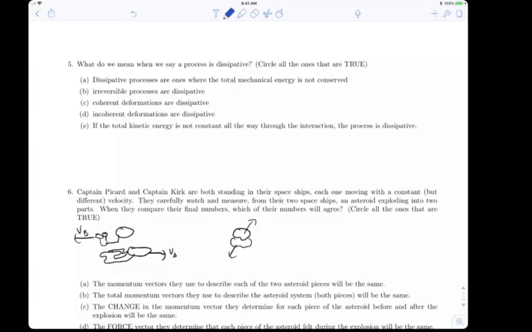We didn't really talk about mechanical energy this term. It didn't focus on the term mechanical energy. Total mechanical energy not conserved. That's dissipative. The energy is dissipating into heat.